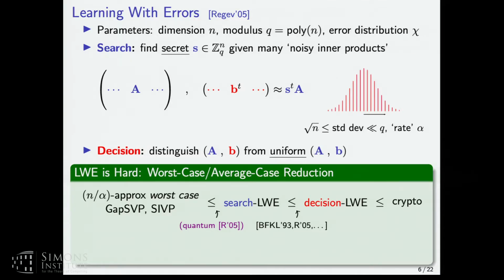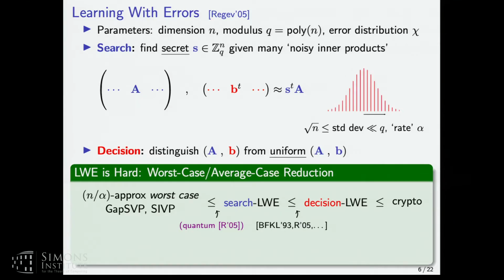Okay, so alpha being the rate of the noise. So the smaller the fraction of the space that the noise covers, the larger of an approximation you get here. So if you want a harder problem, you should pick a larger rate of noise. That kind of intuitively makes sense, but this quantifies it. So you get an n over alpha approximation if you have an algorithm to solve search LWE.